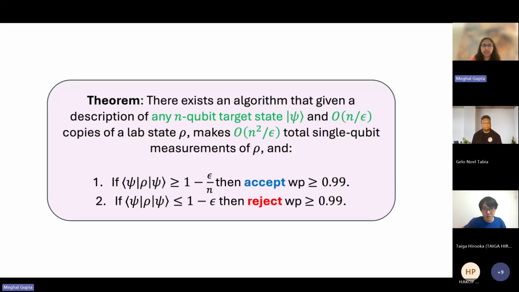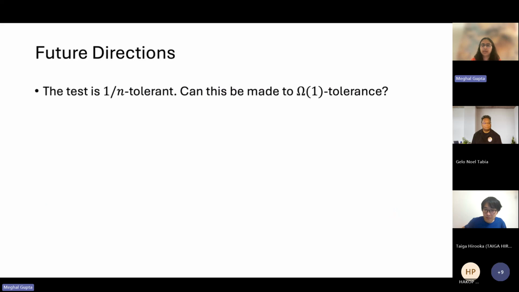Like on the previous slide, there was a gap between the accept world and the reject world of 1 over n. So ideally, you'd want the test to be more tolerant. You'd want that gap to be a factor of 2 or something, or even 1 minus delta. So can you do that? Can you make the test a constant amount tolerant? It's totally possible you can. I think it's a really interesting open question.